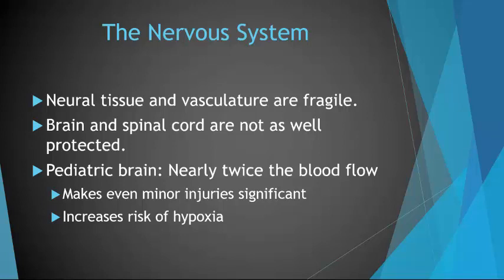The subarachnoid space is relatively smaller than in adults, so this provides a less cushioning effect for the brain, and the head momentum may cause bruising and damage, and this is seen in shaken baby syndrome. The pediatric brain requires nearly twice the amount of cerebral blood flow as an adult, which makes even minor injuries very significant, and the brain continues to develop rapidly after birth.